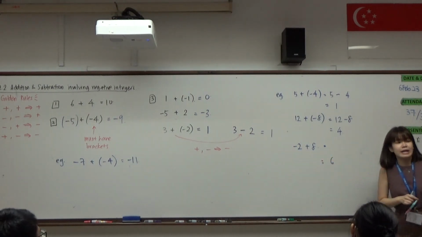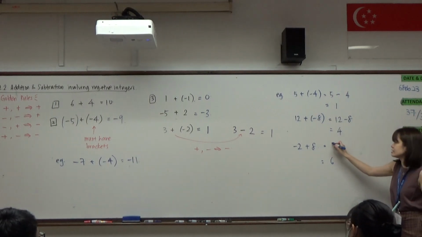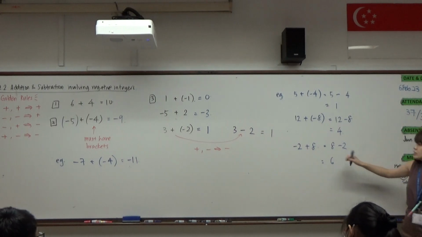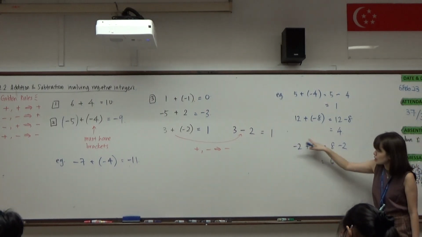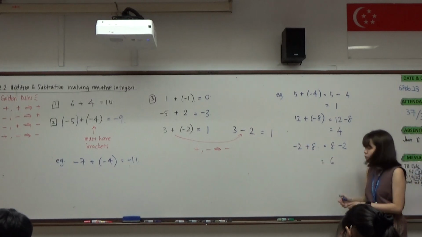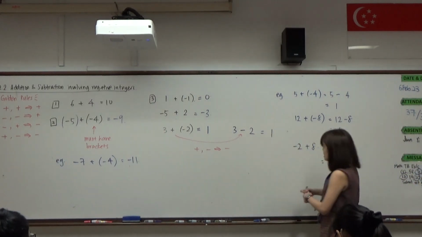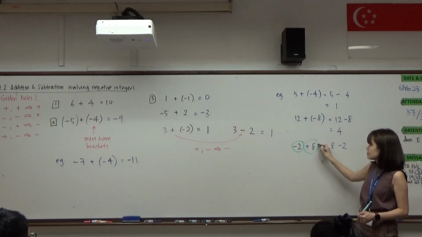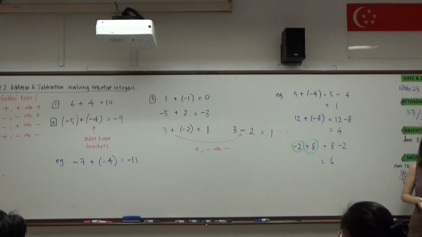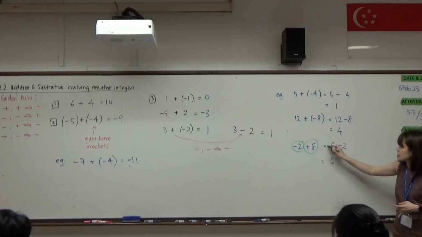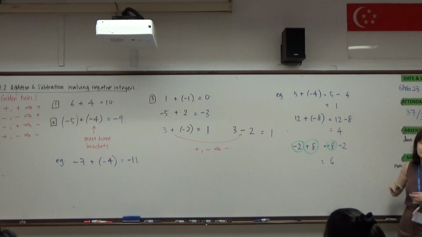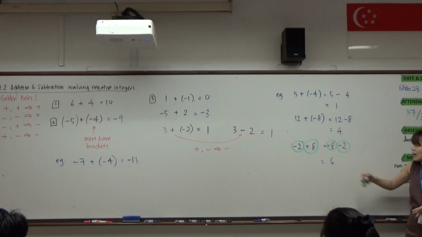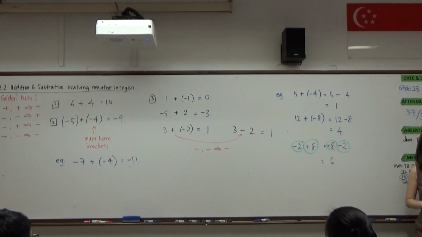But we also know that negative 2 plus 8 is the same as 8 minus 2, isn't it? So in numbers like that, we can think about it as though negative 2 is a number itself, and 8 is another number, positive 8. I can shift this around such that I have a positive 8 first, then a negative 2. So therefore, I will get a positive 6 at the end.